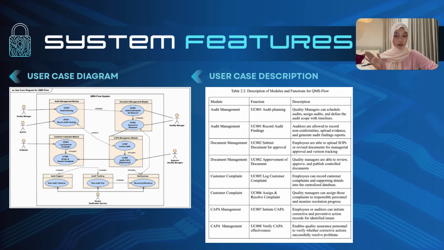So this is our use case diagram, and we have actors of quality manager, auditor, employee, system, and approver. Beside is the use case description. From the four modules, we have another two additions for the modules. So we have a total of eight functions, where the first is audit planning, record audit findings, submit document for approval, improvement of the document, log customer complaint, assign and resolve complaints, initiate the CAPA, and verify CAPA effect.